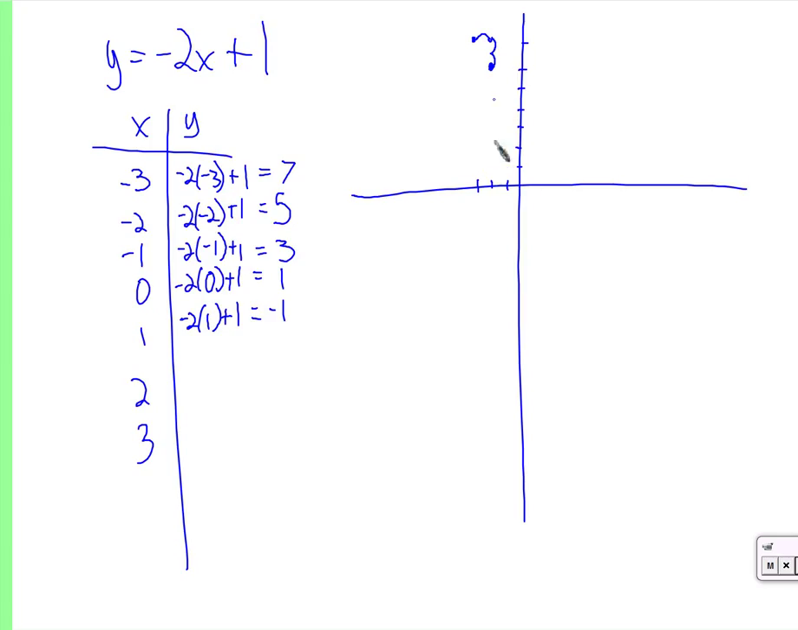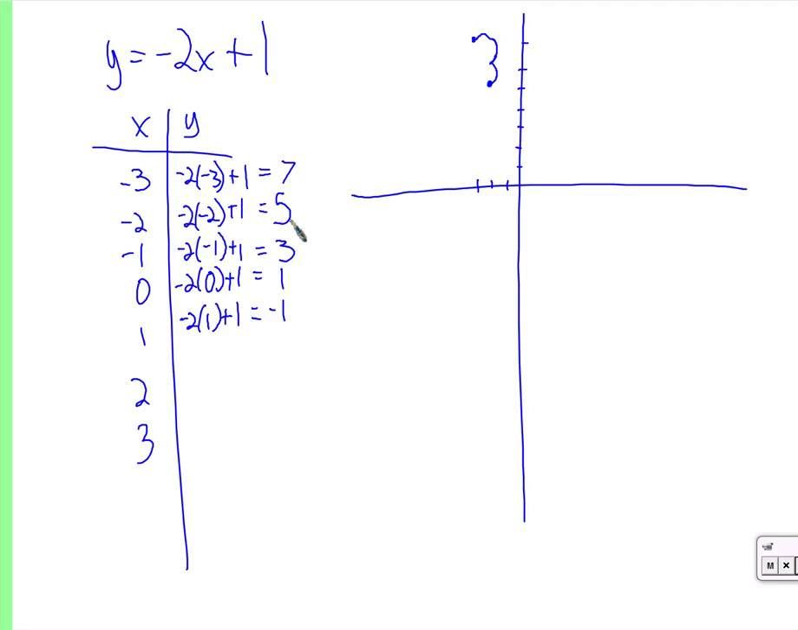Negative 2, that wasn't 2 in the y direction. That was just kind of thinking it. Down 1. Let's see if that matches up with what we did. Negative 2, 5. Yeah, it just matches right up.